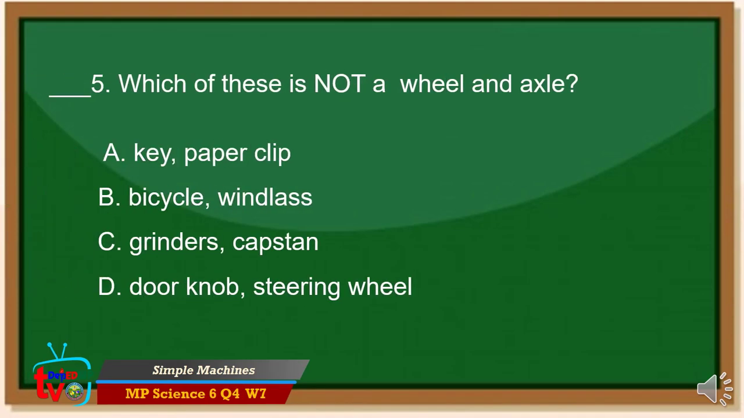Number 5 question. Which of these is not a wheel and axle? A. Key and paperclip. B. Bicycle and windlass. C. Grinders and capstan. D. Doorknob and steering wheel. The answer is A.